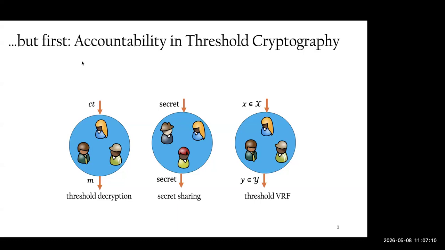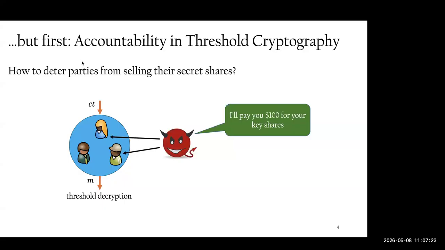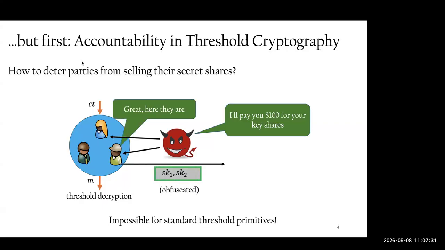But the key question that we've been studying in threshold cryptography is something called accountability. The motivating question for accountability is what happens if parties start selling their secret shares to some adversary. So in the threshold decryption picture, let's imagine that an adversary comes in and offers to buy the secret shares of two parties in your quorum in exchange for $100. And now let's say that they go ahead and sell their secret key shares in some form to the adversary. So this green box denotes whatever type of information they sell to the adversary.